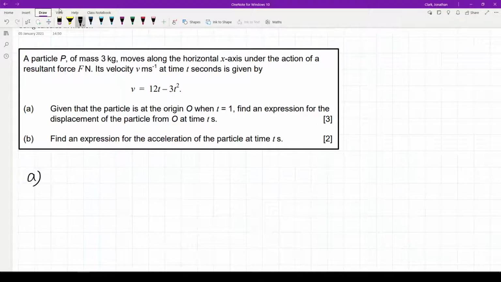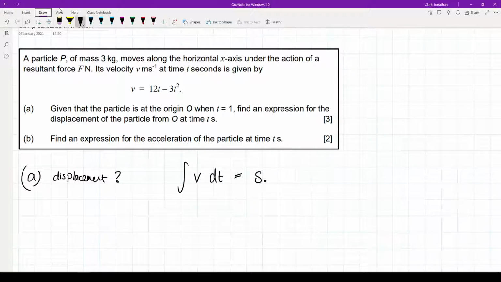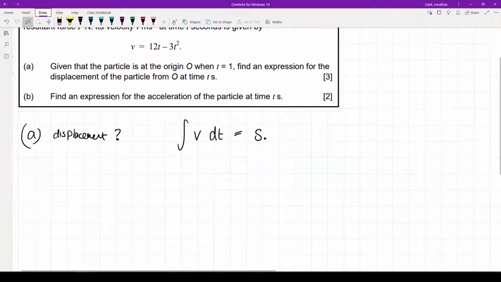Okay, so in part A, we need to find the displacement. And we know the velocity. So to get to the displacement from the velocity, we need to integrate our expressions. If we integrate v, we will get s. Let's do that. The integral of v, so v is 12t take away 3t squared.